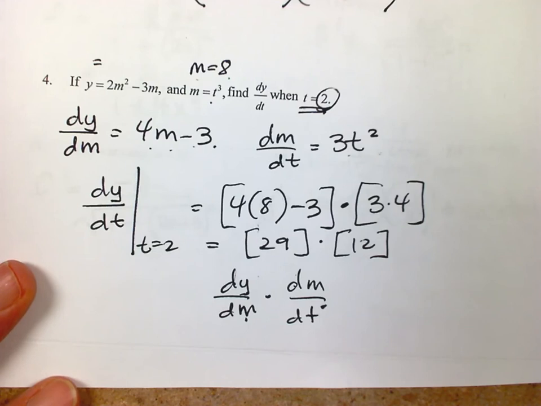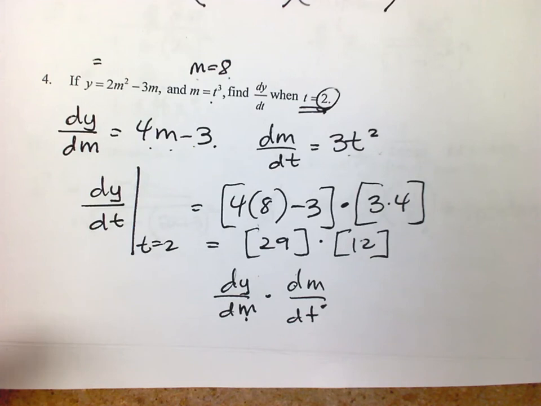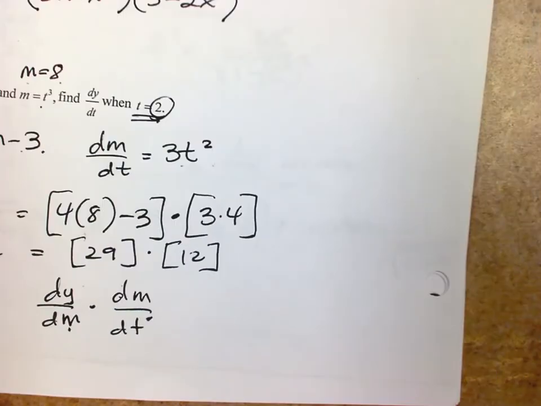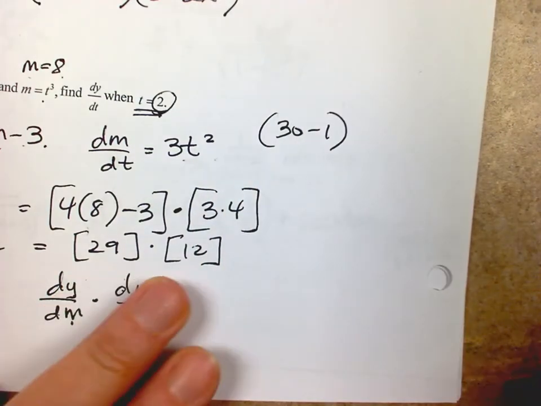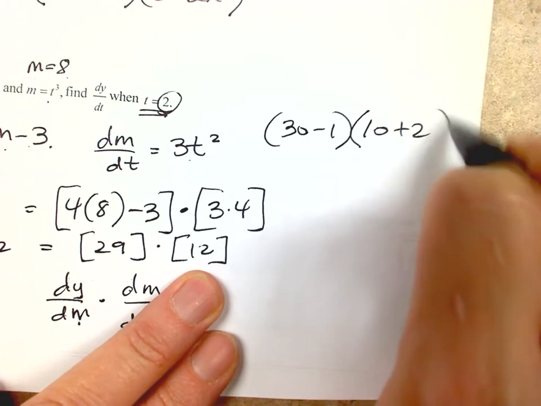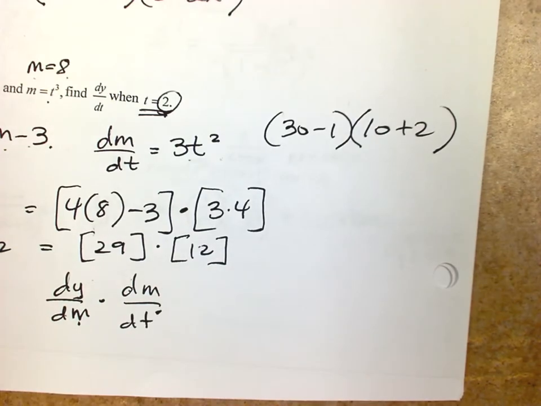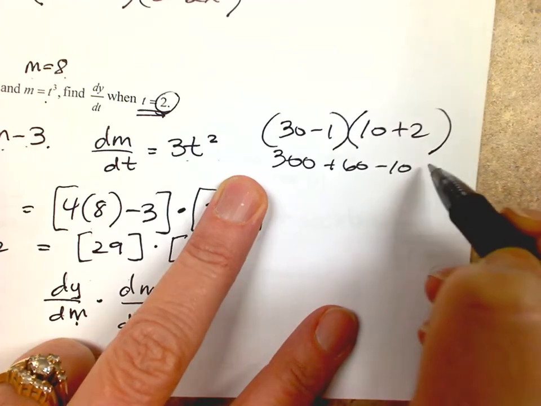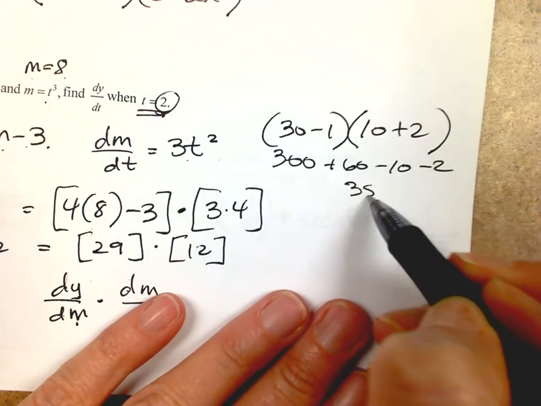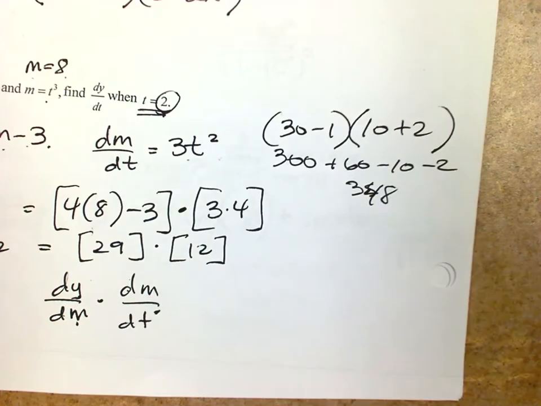This could be non-calculator. Can I just show you the real purpose of the distributive property for a second? Because I think this gets lost. Can't you just write 29 as 30 minus 1? And can you also just write 12 as 10 plus 2? Can you FOIL that? Yeah. I mean, you could do the old-fashioned multiplication, 29 times 12, carry the 1, whatever. But wouldn't this just be 300 plus 60 minus 10 minus 2? So what is that, 348?